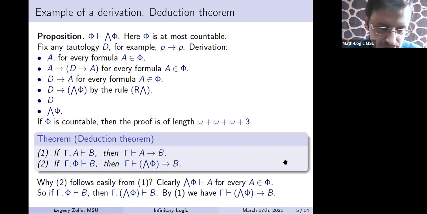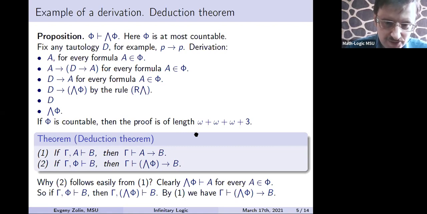So item 2 is a simple consequence of item 1. Well, item 1 is proved in almost the same way as for classical propositional logic. We only need to consider the new thing, our new rule that has infinitely many premises, the rule for conjunction. We will not go into details. They are written in the lecture notes.